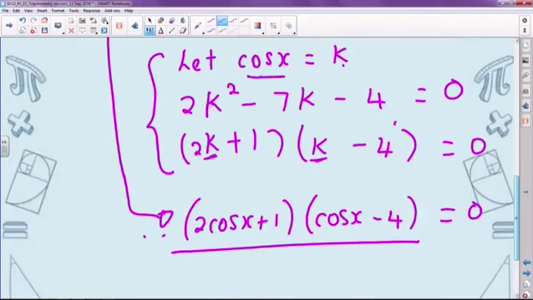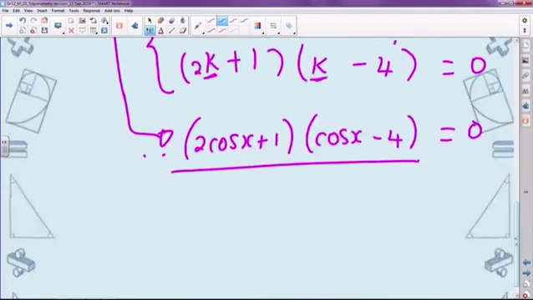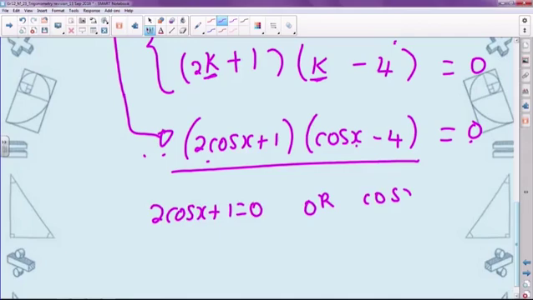Okay, now we've got factor times factor equal to 0. We can apply the zero factor rule, which says if you've got a factor times a factor equal to 0, you let each factor equal 0 and solve for your variable.